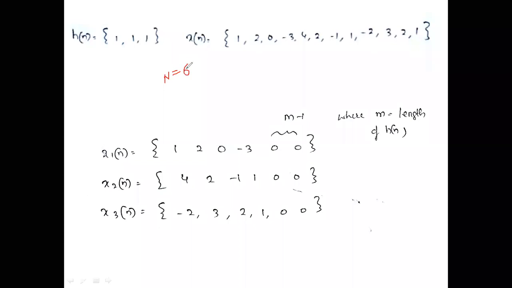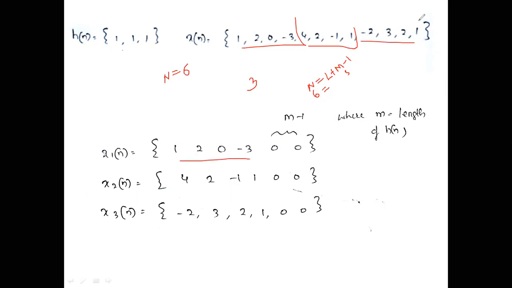So when N is 6, and the length of the impulse response M is already 3, then we need N equal to L plus M minus 1. N is already fixed at 6. So what option do we have for L? It has to be 4, right? So we will break them into pieces of 4.